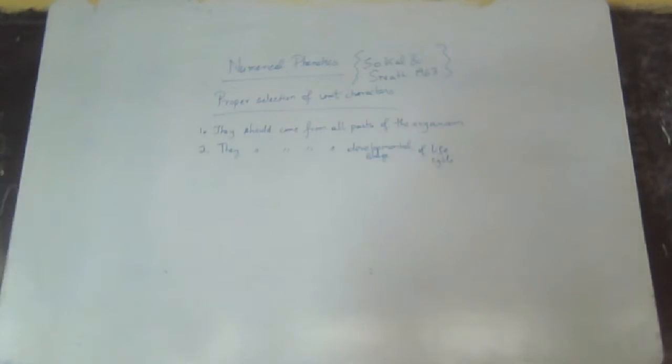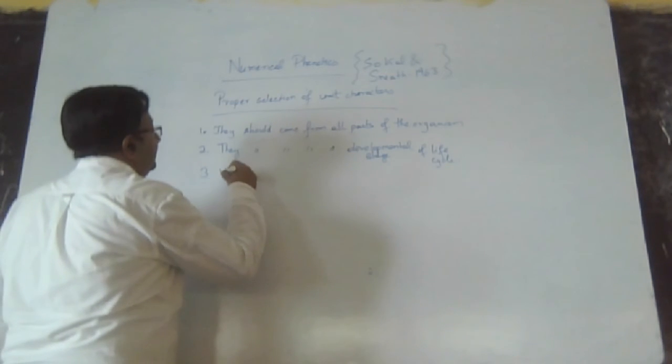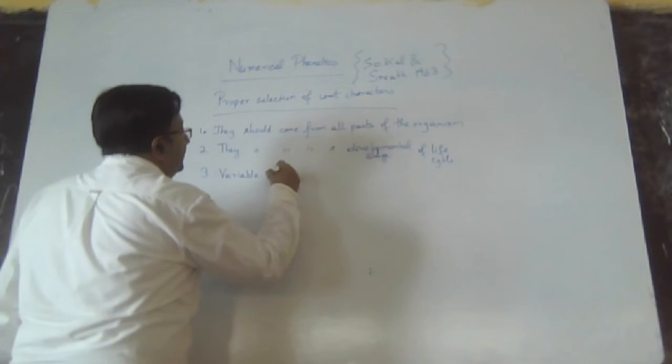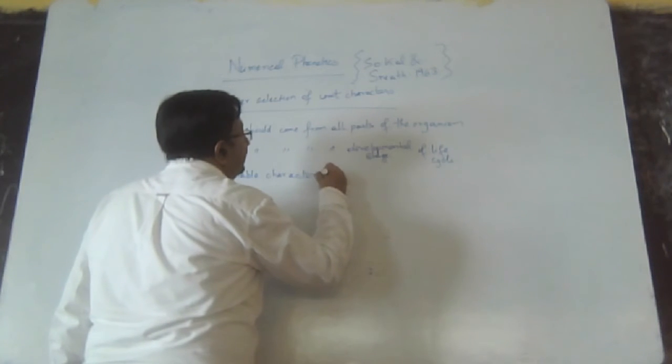Like that, it should be from different parts also. Parts are taken, now you are taking different life cycles. Third is, variable characters within the group should be used. Very important.